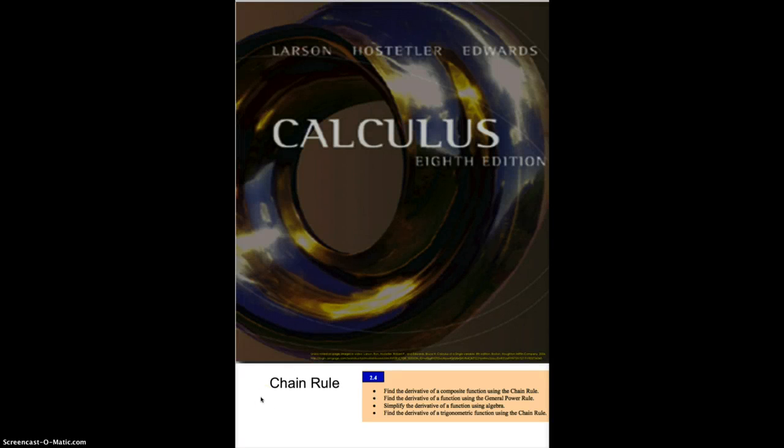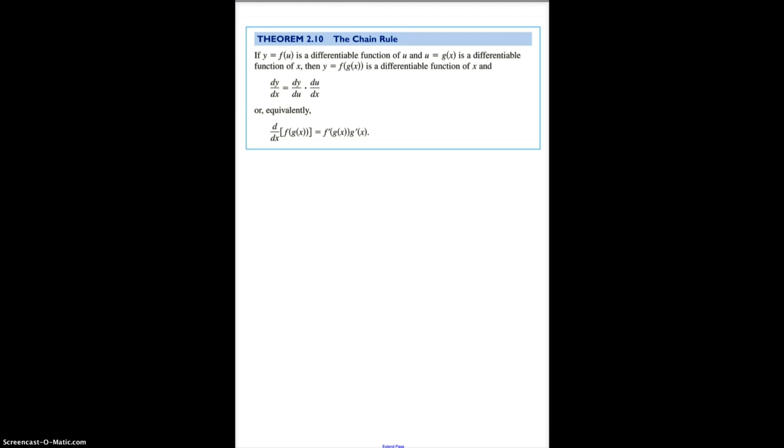We're going to learn about the chain rule. Now, the chain rule can be a little bit confusing because it deals with basically composite functions. And it's very straightforward. Once you learn how to apply it, you'll just do it automatically. And let's look at what it says.